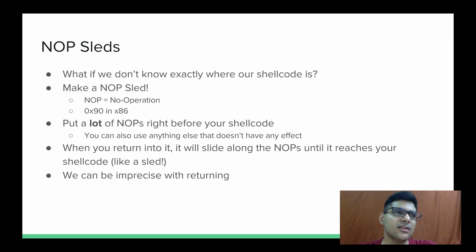The probability of you getting this right depends on the number of guesses you have and the length of the NOP sled. It's called a NOP sled because it's like a sled, you keep sliding along it. You put a lot of NOPs right before your shellcode, and you can use anything else which doesn't have any effect. So this is exactly what I explained. You can be imprecise with your returning, and you finally get to your shellcode, and then all the instructions get executed, so they are good to go.